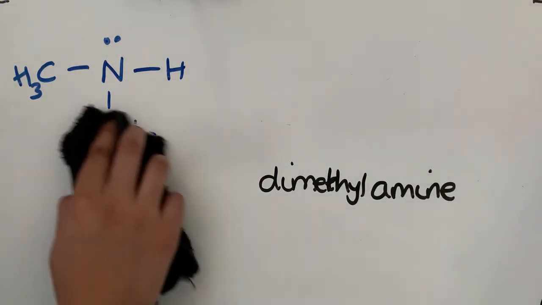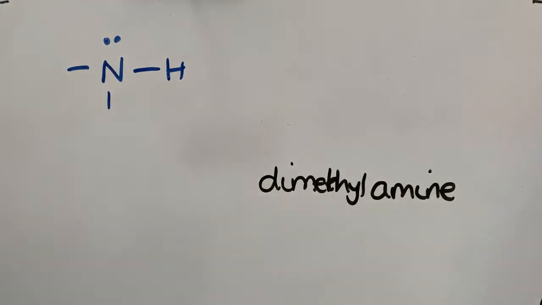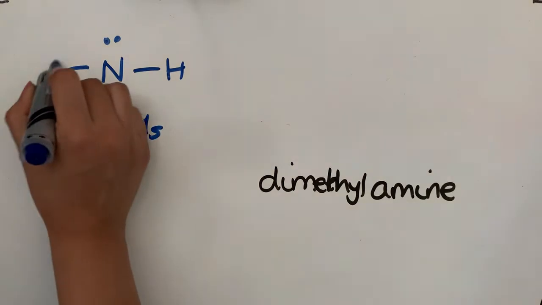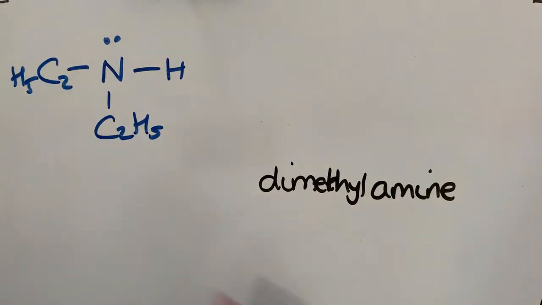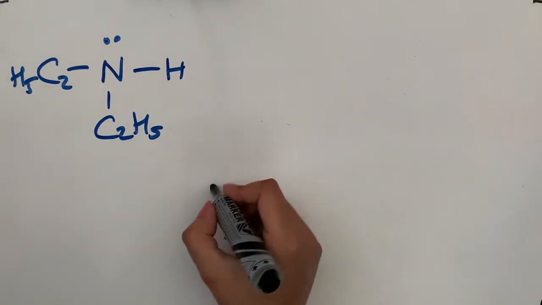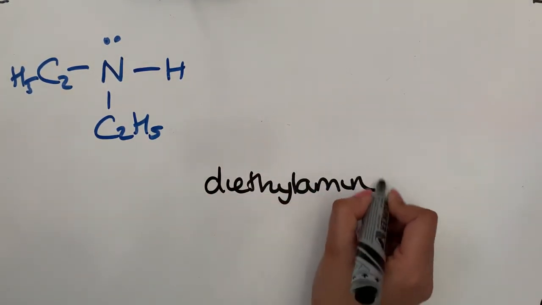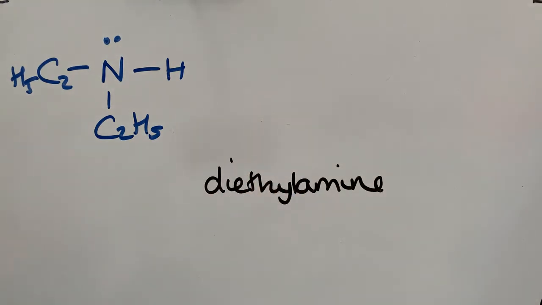If we've got 2 ethyl groups, so if I just substitute those with ethyl groups, C2H5, like that, this will therefore become diethylamine, like so. The tricky part is where the R groups are not the same, so let's have a look at an example of that.